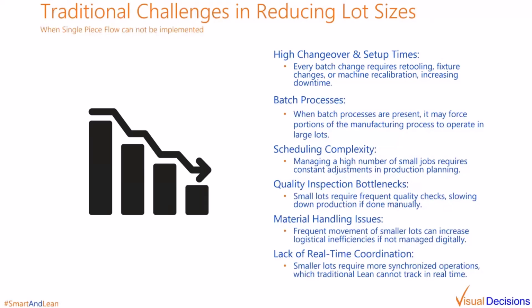Another major challenge is the complexity of scheduling and workload balancing in small lot environments. You just have so many more orders to adapt to. Traditional lean scheduling tools such as Kanban and Heijunka struggle to adapt in real time, leading to imbalanced workloads, inefficient resource allocation, and production delays.